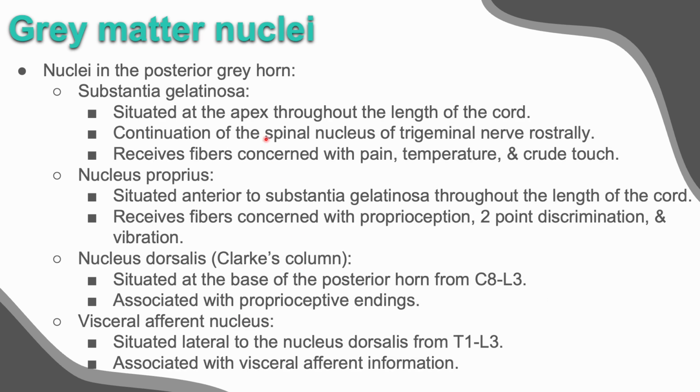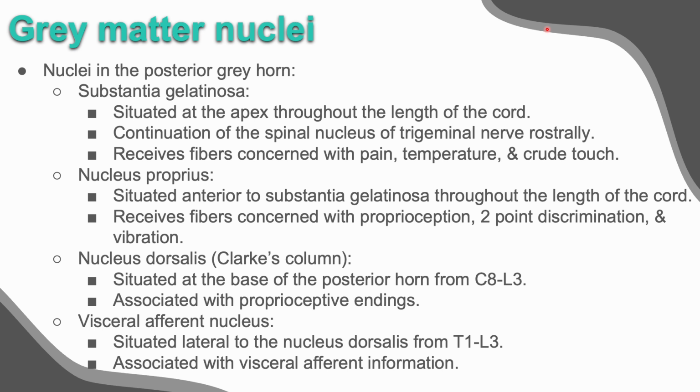The nuclei that are present in the posterior gray horn are divided into four groups: the substantia gelatinosa, the nucleus proprius, the nucleus dorsalis, and the visceral afferent nucleus. The substantia gelatinosa is situated at the apex throughout the length of the cord. It is a continuation of the spinal nucleus of the trigeminal nerve rostrally. The substantia gelatinosa receives fibers concerned with pain, temperature, and crude touch.